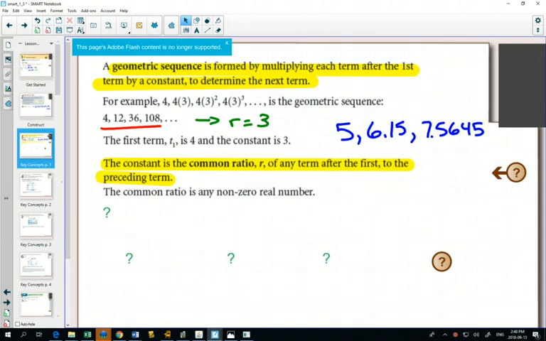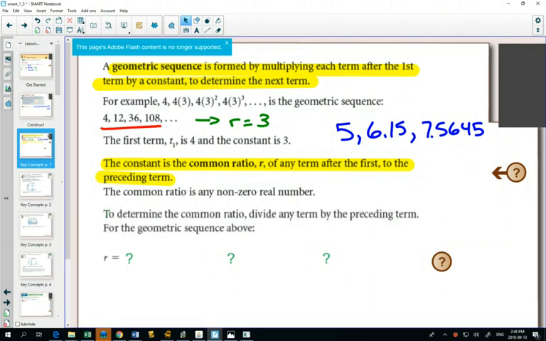Well, we can find it by taking any two terms, and it doesn't matter which two, and dividing them. So you could do term 2 divided by term 1. 12 divided by 4 is 3. Here, 36 divided by 12 is 3. 108 divided by 36 is 3.